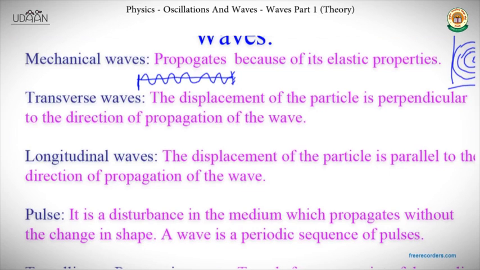Transverse waves: the displacement of the particle is perpendicular to the direction of propagation, like that rope example. What does this mean exactly? I have shown this rope example. What is happening here? I'll try to draw this a little bigger. So this is the rope, and suppose this is the rope after oscillation, in this way. So what happens? The particle at this point has moved up.